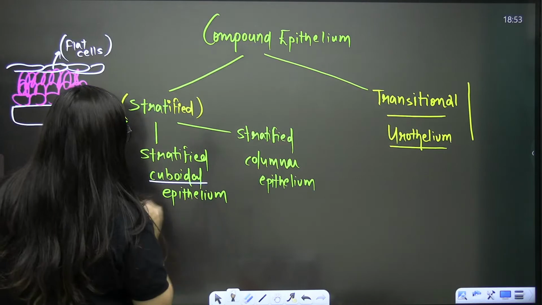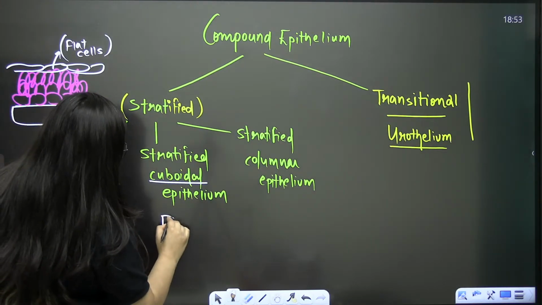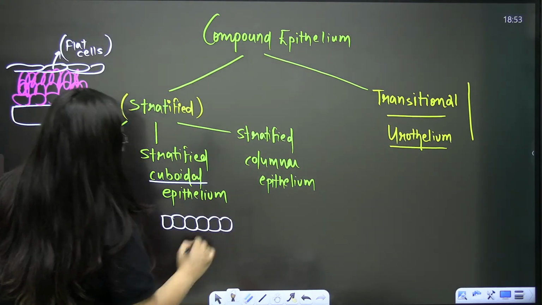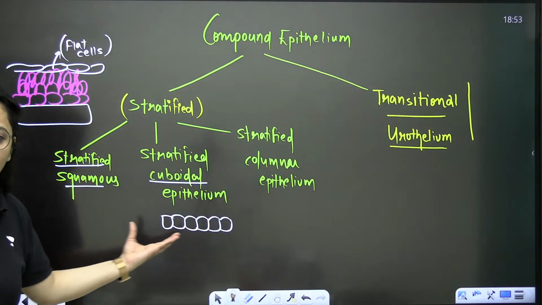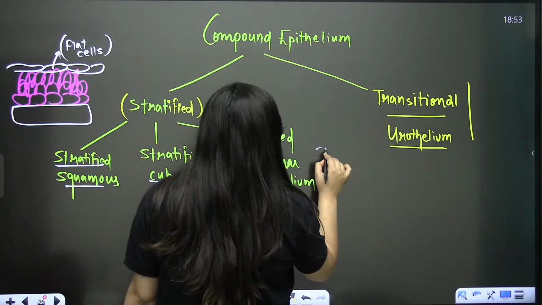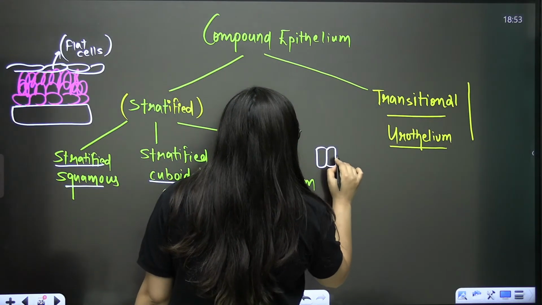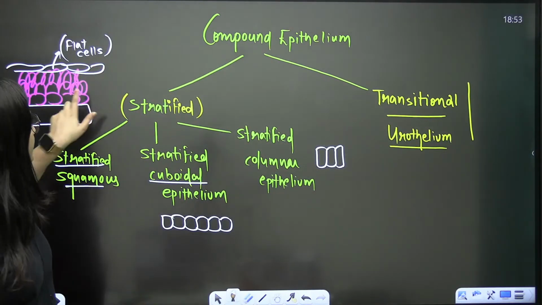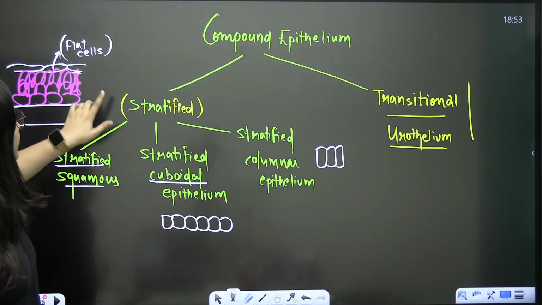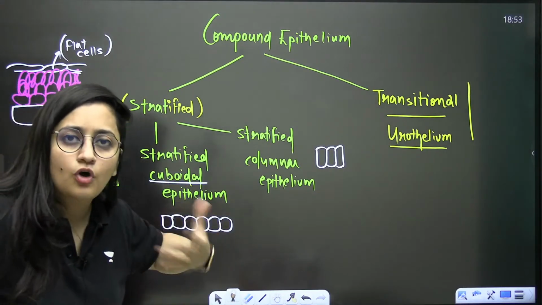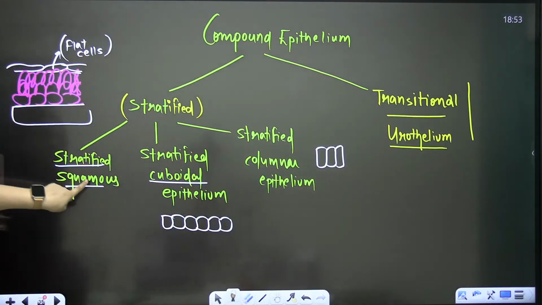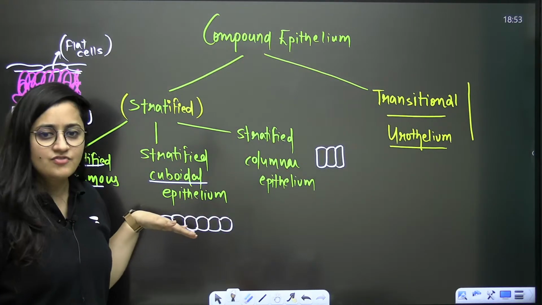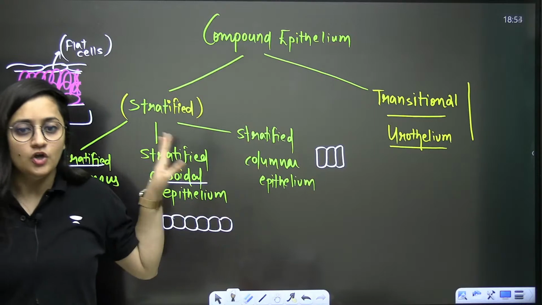So if it is stratified cuboidal, the topmost layer is cube-like, of cuboidal cells. And when it is stratified columnar, the topmost layer has columnar cells. The rest of the layers can have different types of cells. Here you can see cube-like cells also, columnar cells also. But when it is stratified squamous, the topmost layer will have flat cells.